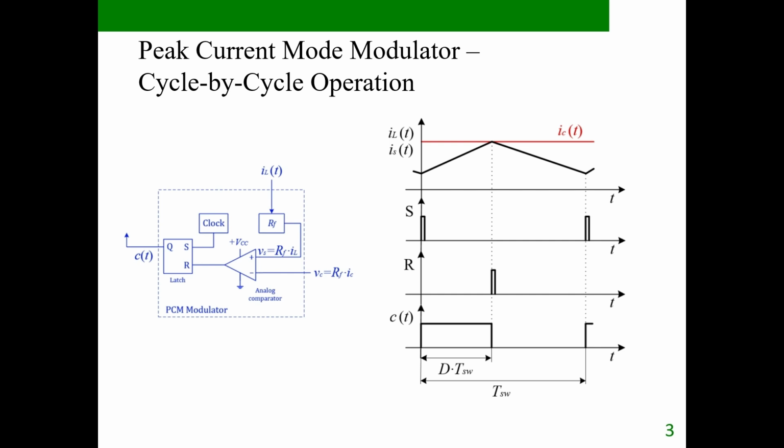By limiting the reference current IC of t, we automatically limit the peak switch current. This provides cycle-by-cycle overcurrent protection without requiring any additional external protection circuitry.